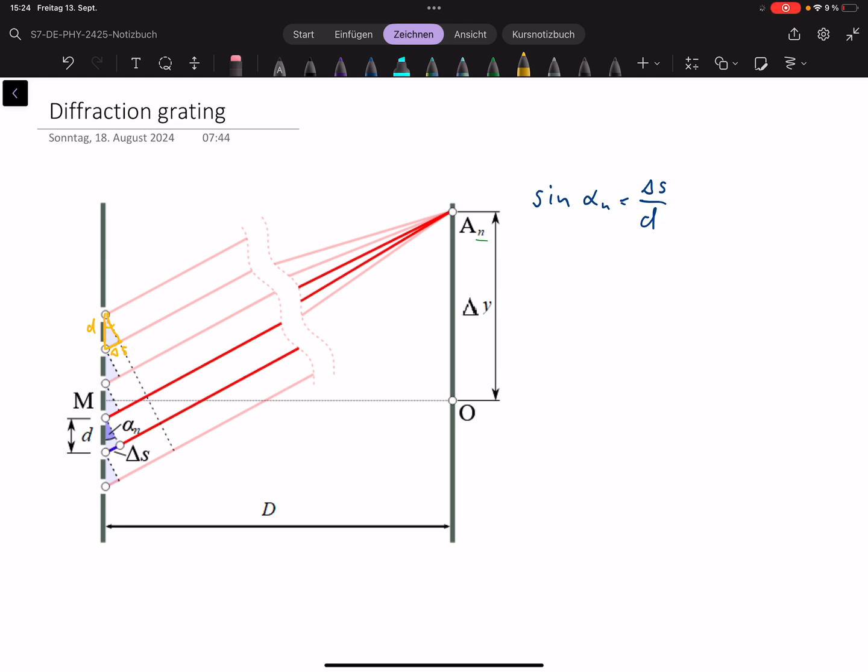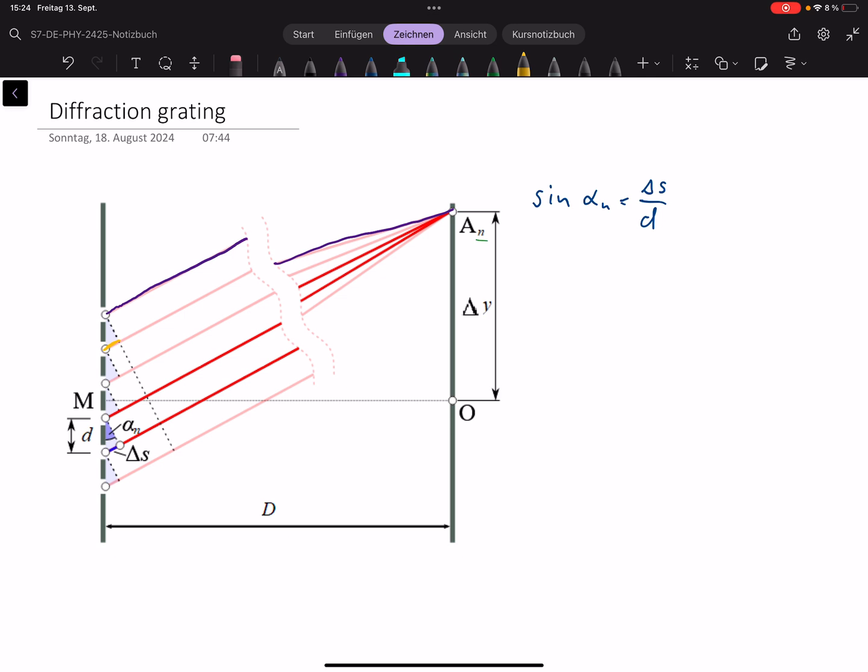So that's about it. We've got this slit separation, and, to say it again, delta S is this: when you look at the distance that the first light ray is traveling, the second light ray has to travel a larger distance, and it's larger by this delta S.